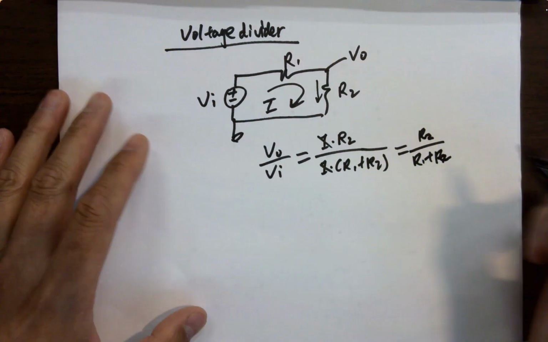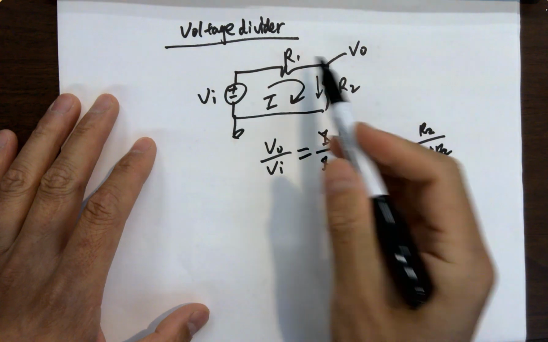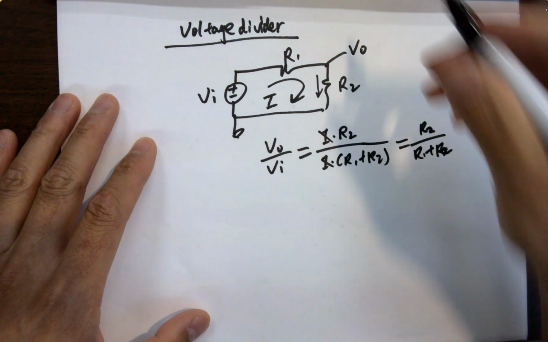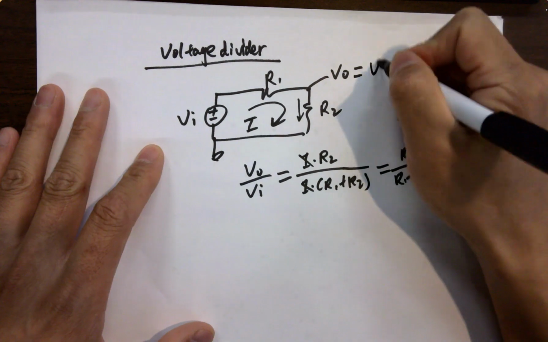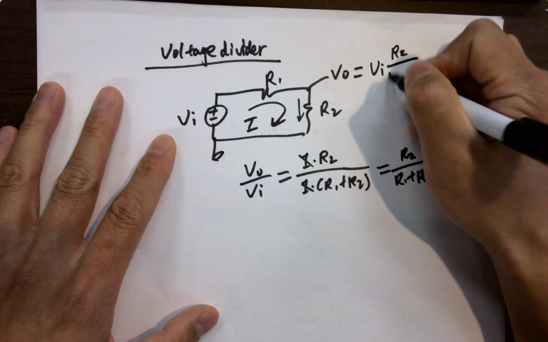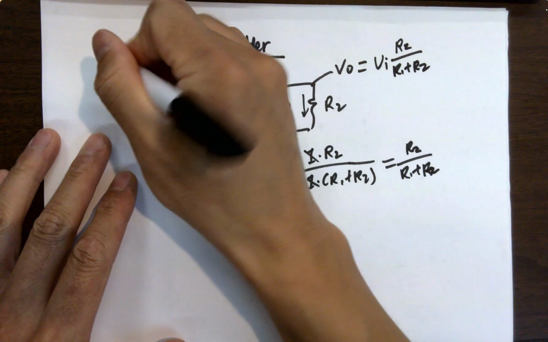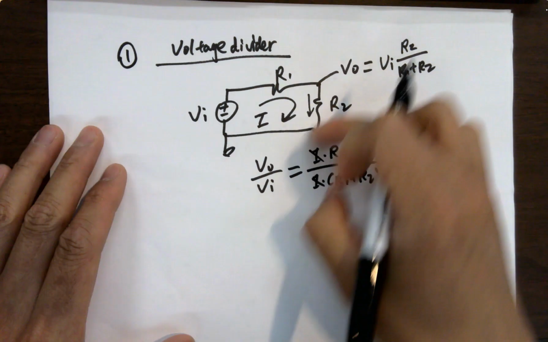If you do it quickly, every time you see a circuit like this, you can directly write down VO equals VI times R2 over R1 plus R2. This will simplify the calculation a lot. This is the voltage divider theory because they share the same current.